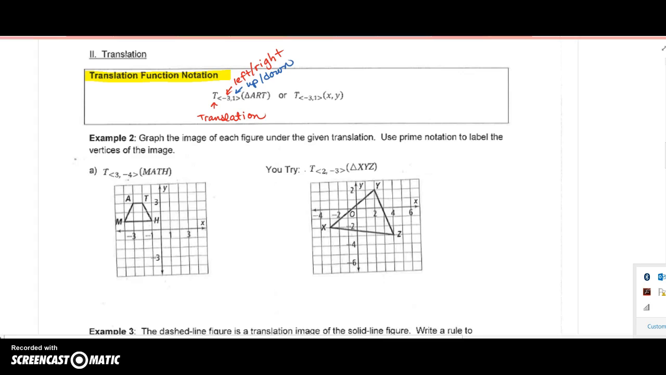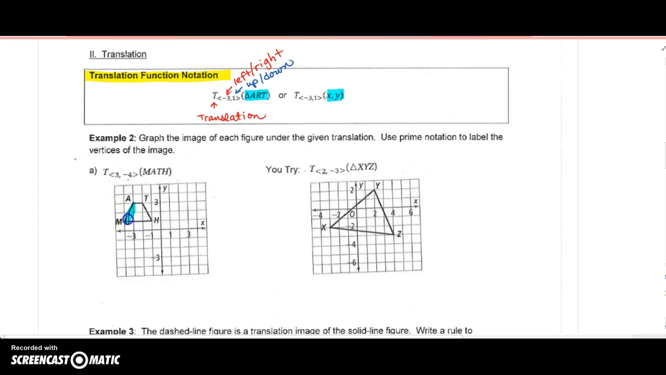Then what's in the parentheses will tell you what you're moving. So in the first situation, we are moving triangle ART. In the second one, we are moving the coordinates X and Y. So here we go. In example 2, graph the image of each figure under the given translation. Use prime notation to label the vertices of the image.